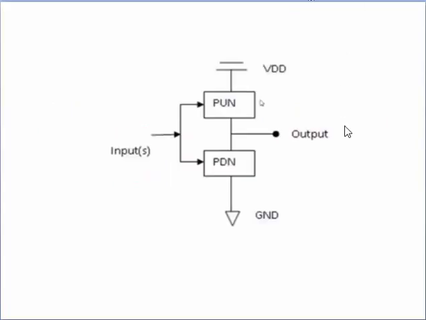First, we will see what a pull-up network and a pull-down network are. If you see the circuit, wherever a complementary metal oxide semiconductor circuit is used, the CMOS transistor circuit has two parts. One is the pull-up network, and the second is the pull-down network.